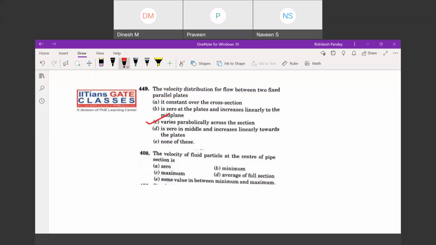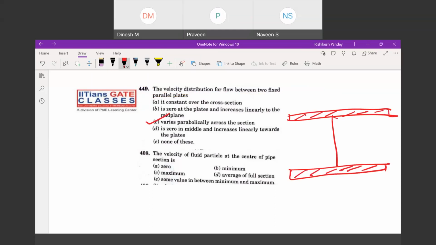Varies parabolically across the section. Yesterday only we have seen, if this is a fixed plate, this is also a fixed plate, then the velocity varies parabolically. It is maximum at the center and zero at the wall. So C answer. 408. Yes, velocity of fluid particle at the center of the pipe, it is maximum. Correct.